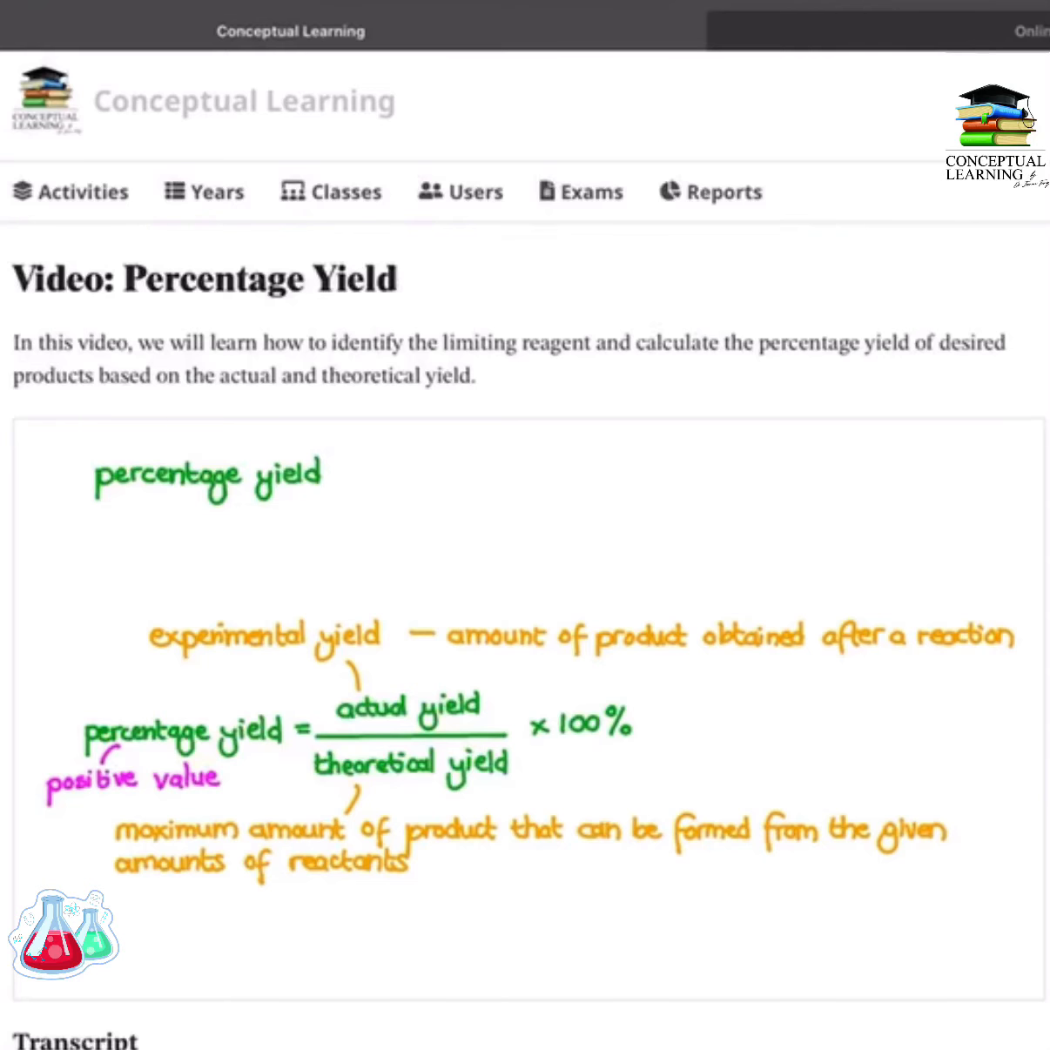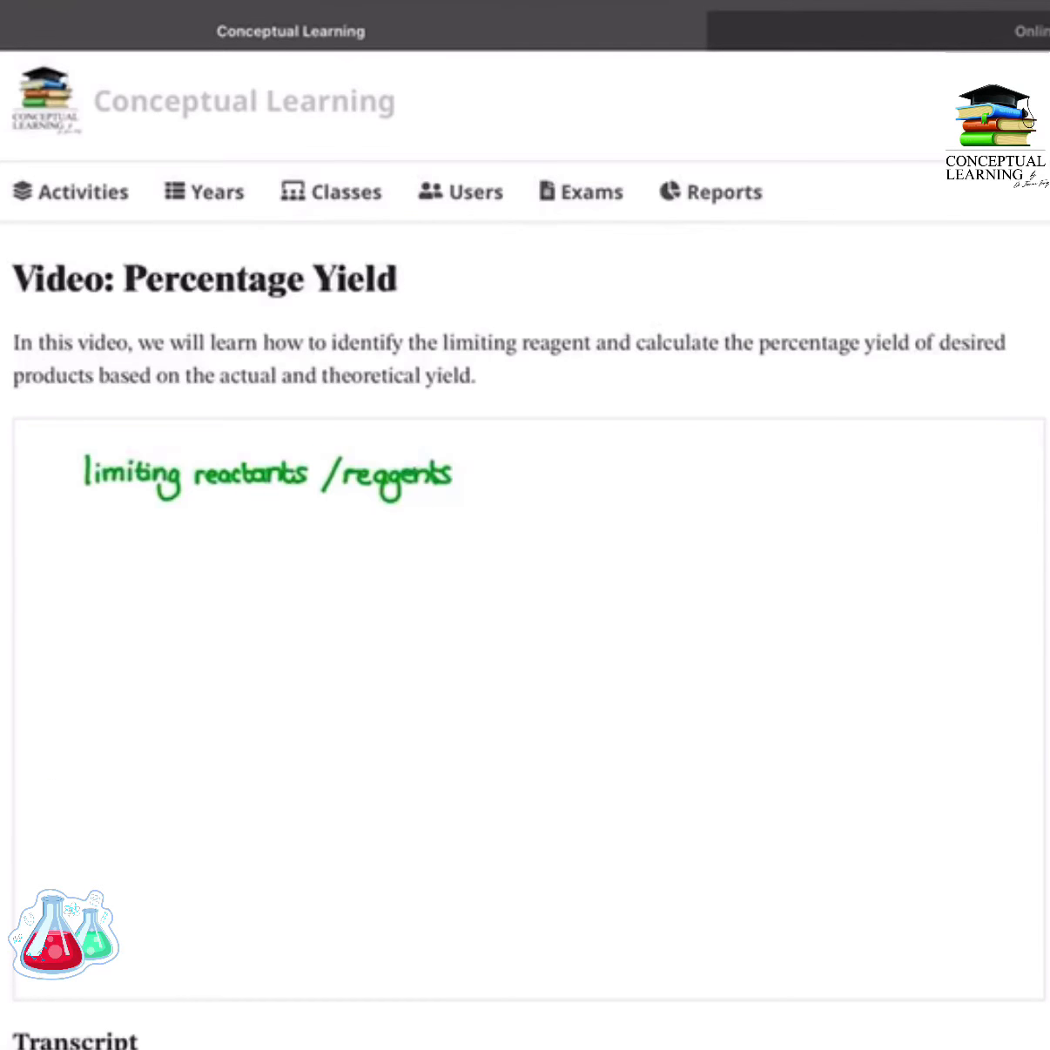So to calculate percentage yield, we need two values, actual yield and theoretical yield. We said that actual yield is a measured amount and theoretical yield a calculated amount. So to calculate percentage yield, we would first need to calculate the theoretical yield. But to determine theoretical yield, we first need to determine which reactant is limiting. But what exactly is a limiting reactant, otherwise known as a limiting reagent?